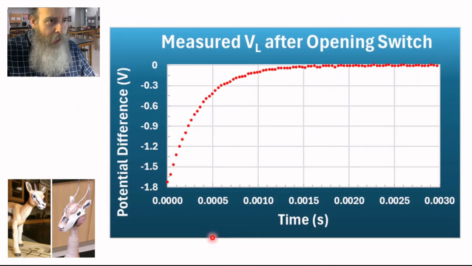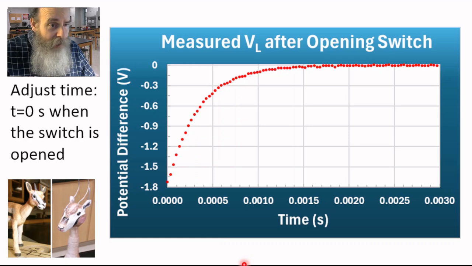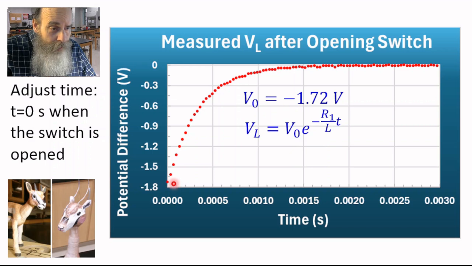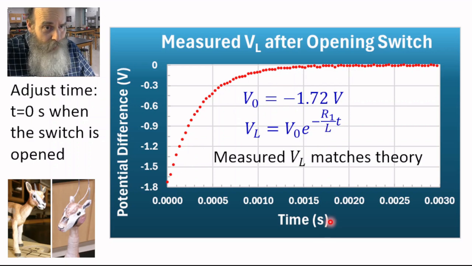Here are the measured values of VL after the switch was opened. Now, I have adjusted the time for this graph. I put the time when the switch was opened to be t equals 0. And in this graph, we have V0 is negative 1.72 volts right down here, and it matches what we expect it to be. It's an exponential decrease of the magnitude of the potential difference to 0, like this. So measured VL matches the theory.